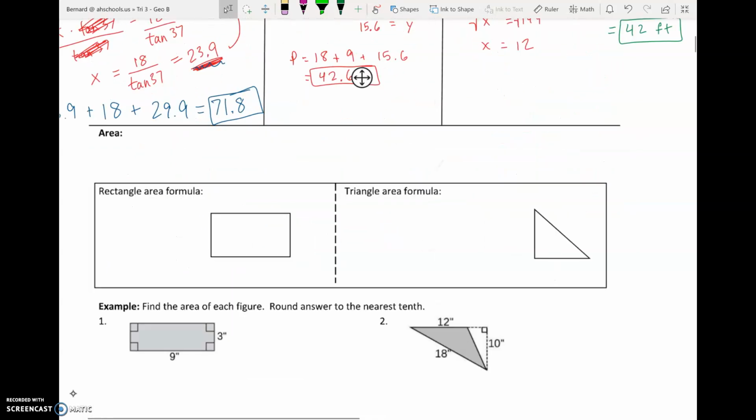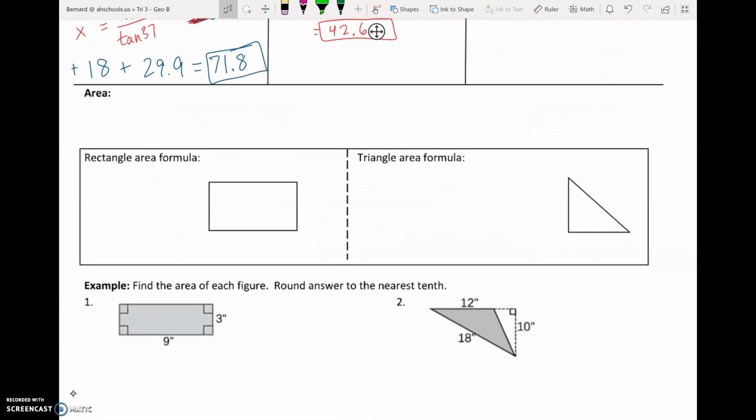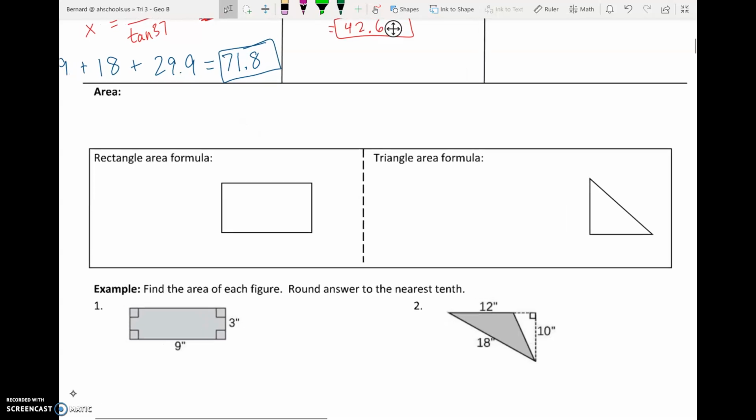Now we're going to start talking about area. Area has its own set of formulas depending on the shape. And so again, you're going to be missing pieces. We're going to find those pieces with old skills. And then once we find the right pieces, we plug them into some sort of formula. So real quick, let's define area.